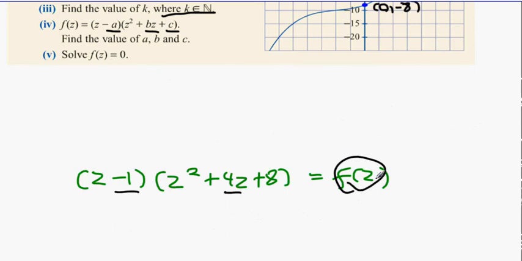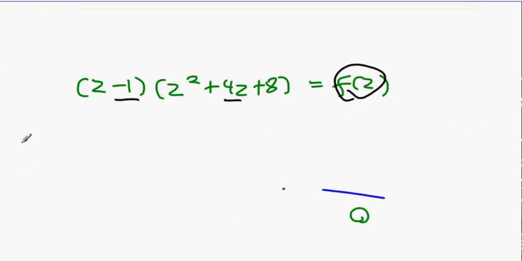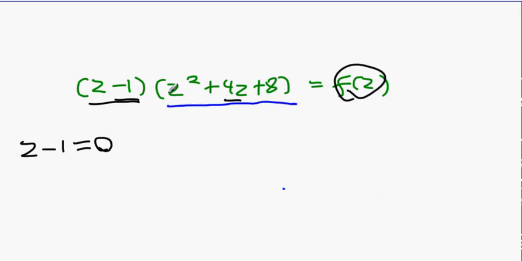So this here now becomes a 0. So we're going to have z minus 1 equals 0, because we have two numbers. Technically what's in the first bracket is the first number, and what's in the second bracket is the second number, like a black number and a blue number. When you multiply both of them by each other, you're told that f of z is 0, so therefore one of them has to be equal to 0. So bring over the 1, and we get z equals 1.